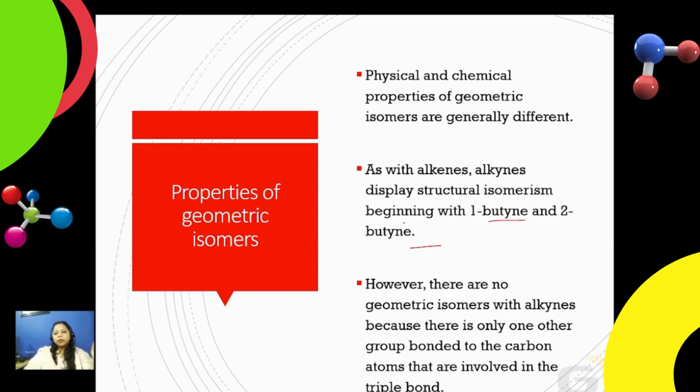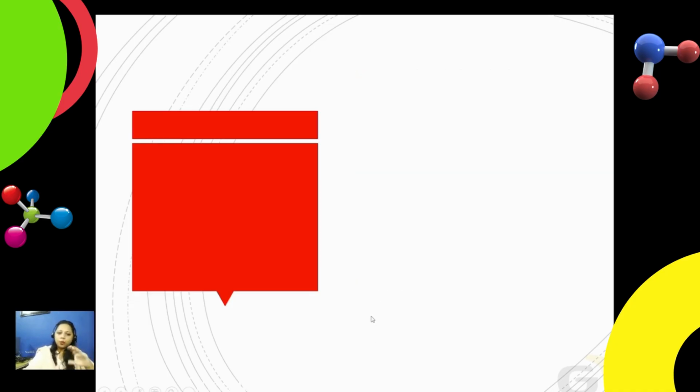Alkynes display structural isomers beginning with 1-butyne or 2-butyne. However, there are no geometric isomers with alkynes. Why? Because the carbon is bonded to only one other group. There are not two other groups. So only one. If only one is there, definitely they are not going to be in a different position. They would be in the same position.